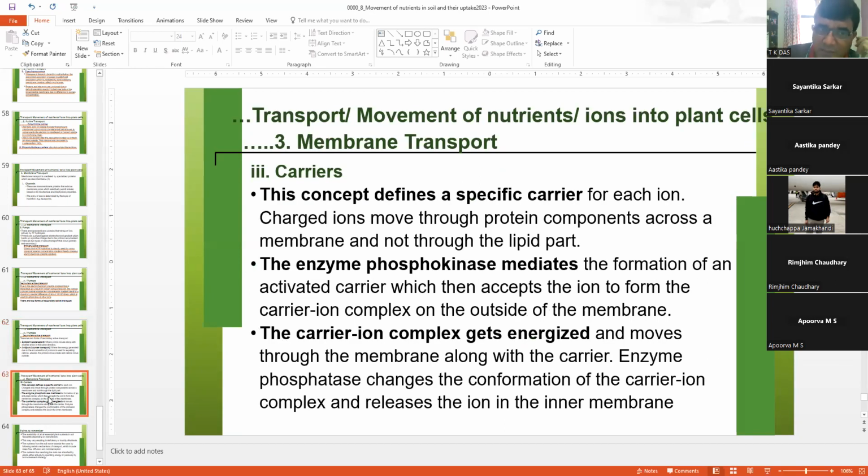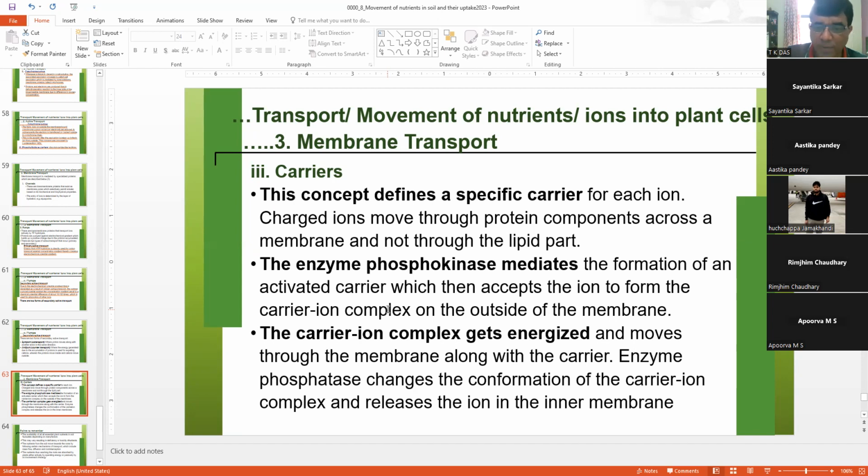Now, the third one is carrier. In membrane transport, third is your carrier. This concept defines a specific carrier for each ion. Charged ions move through protein components across a membrane and not through the lipid part. The enzyme phosphokinase mediates the formation of an activated carrier, which then accepts the ion to form the carrier-ion complex on the outside of the membrane.